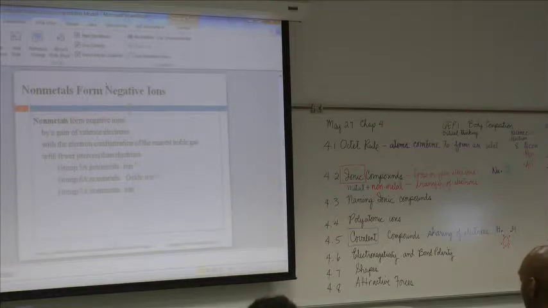And for group 5A, nonmetals, what would they be called? What's an example? Nitrogen, right? So the nitride ion would be N3-.